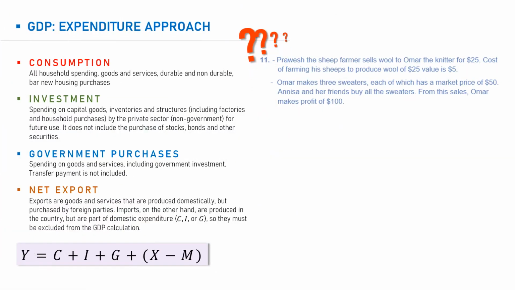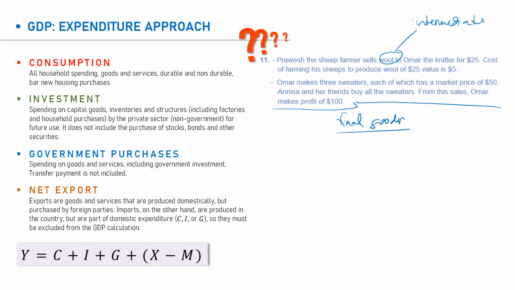Okay, now let's try to use the expenditure approach to find the GDP from this particular situation. All right. If we would like to use the expenditure approach, we just have to make sure that we can find any types of expenditures that are made for purchasing final goods. So we have to make sure that the purchase is on final goods, not intermediary goods. So from this condition, we know that wool sold by Prawes to Omar, since wool is intermediary goods, the transaction will be omitted.